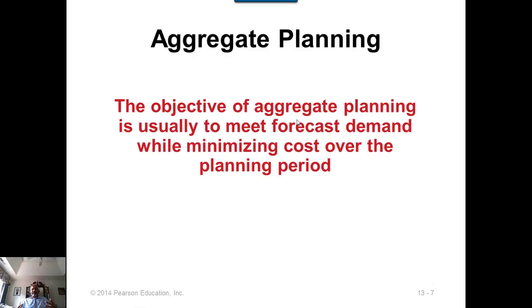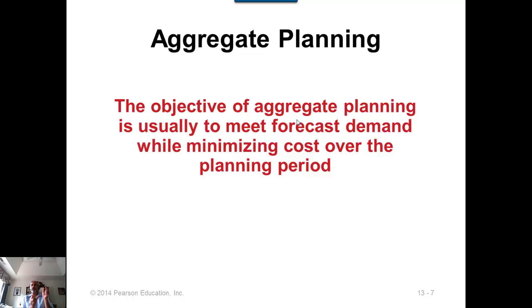So that's your sales and operations planning process. So part of that is your aggregate planning. So what is an aggregate plan? Aggregate plan is a way of meeting the forecasted demand. So aggregate planning is to meet forecasted demand, and it is done in the aggregate.